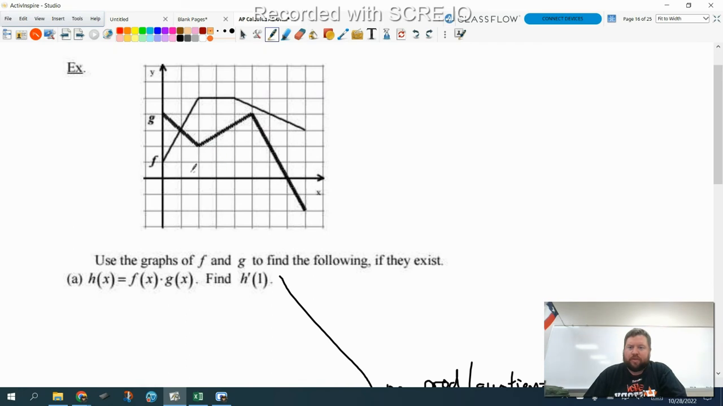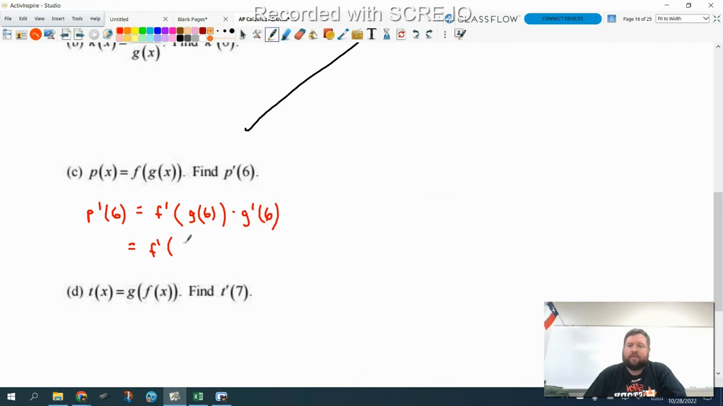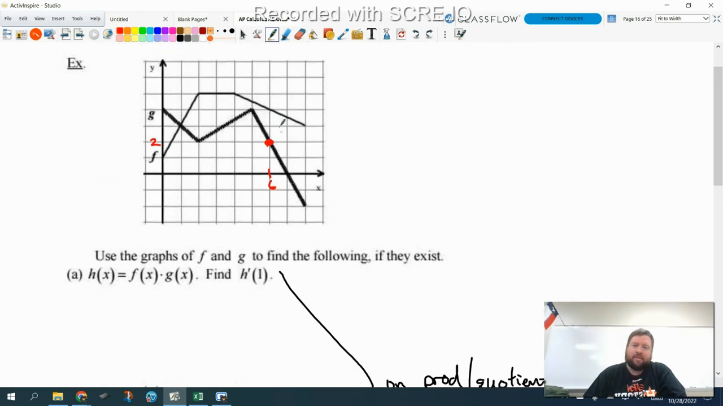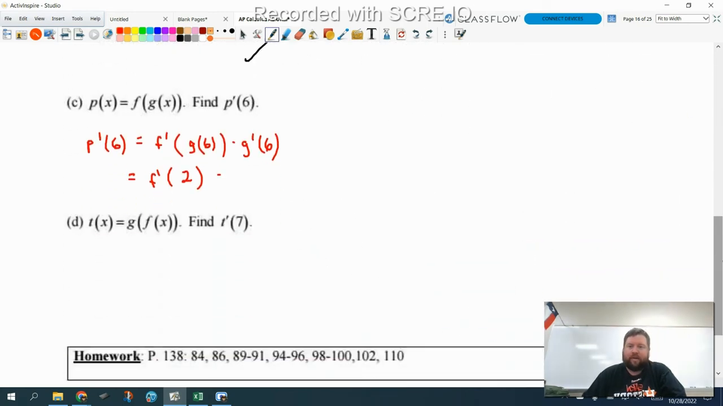G is my bold function, and then 1, 2, 3, 4, 5, 6 is right here, and that is this point. So that point is positive 2. So now I have f prime of 2 multiplied by g prime of 6. So g prime is the slope of this line. So that's negative 2 is the slope of that line. So negative 2.